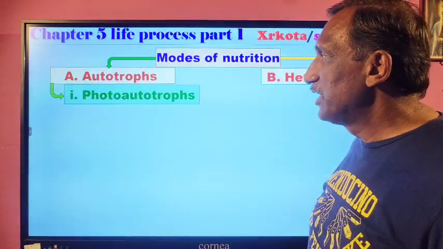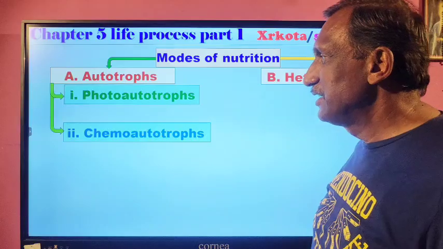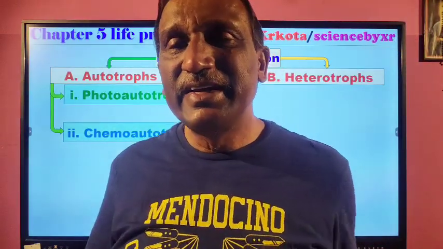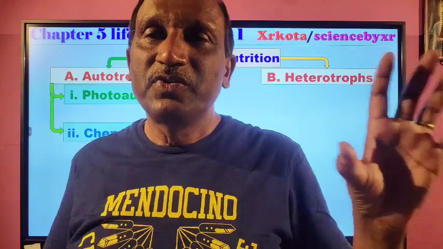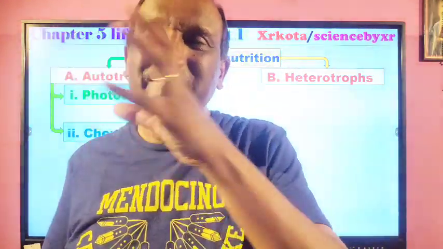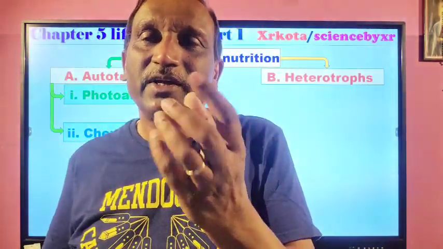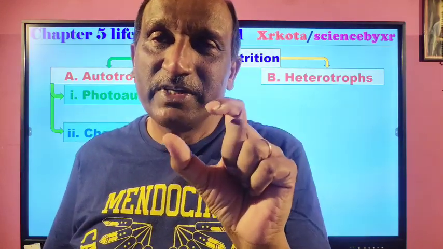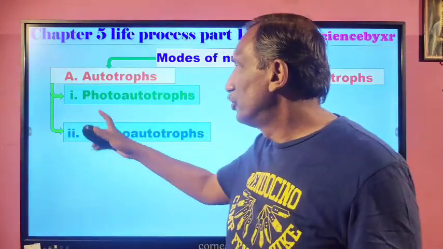Autotrophs again are of 2 types, photoautotrophs and second is chemoautotrophs. Photoautotrophs are those which use light energy of sunlight or energy of any other light, even candle light, and they will prepare food using this energy. So the source of energy is light. Then they are called photoautotrophs.